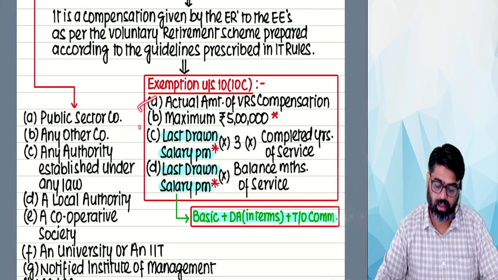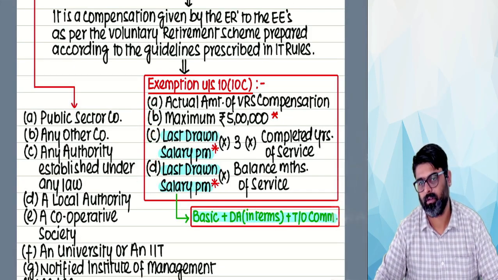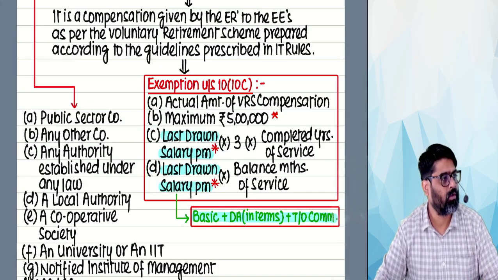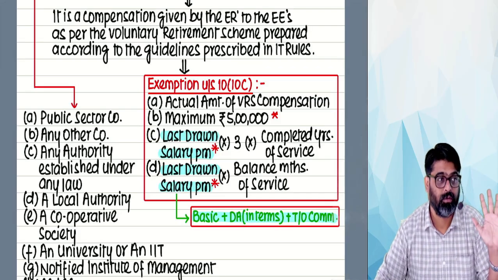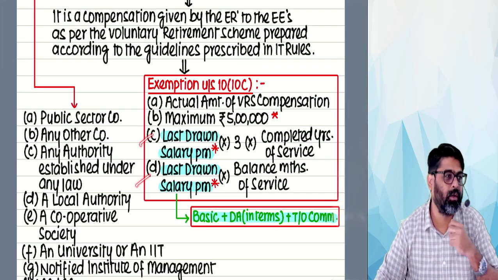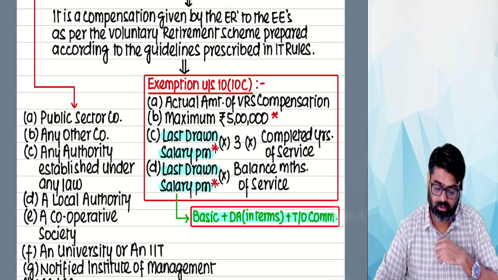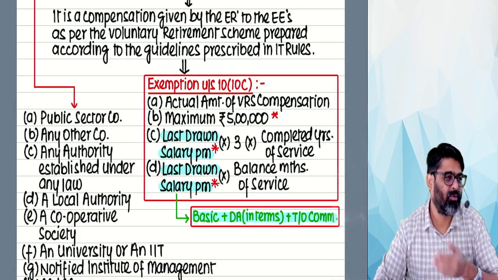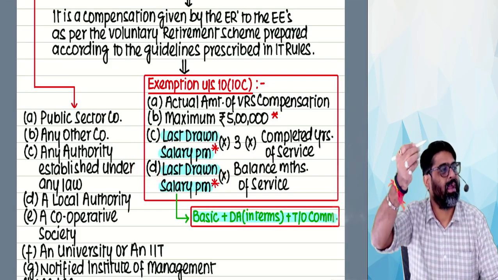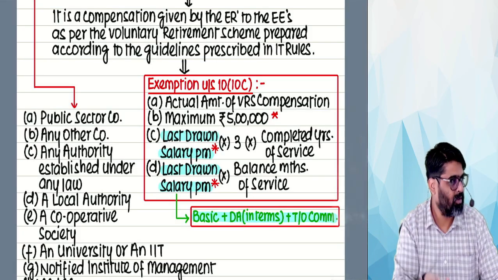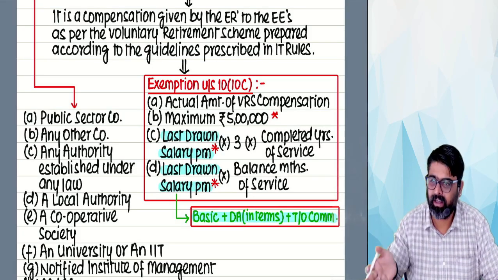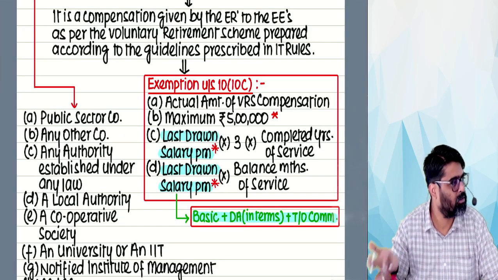How much? A, B, C, D. A is the actual amount. B is the maximum amount, that is 5 lakh. And C and D, I have already told you: the amount prescribed in the guidelines. So take this or this, whichever is higher. But A, B, or the higher amount, whichever is lower, so ultimately, of A, B, C, D, whichever is lower only, that is going to happen.